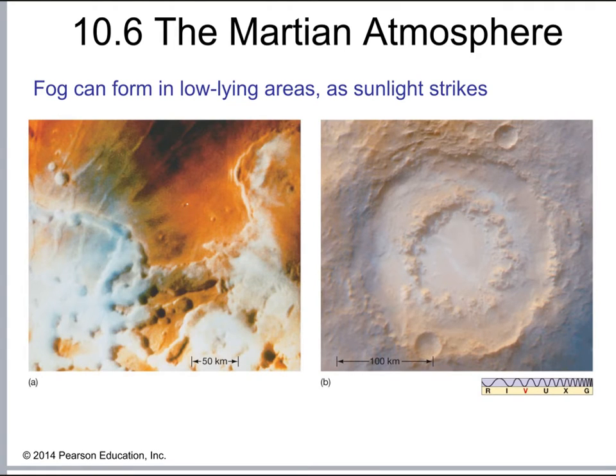But as different as Mars is from the Earth, there are similarities. So Mars, as I mentioned earlier, does have windstorms and sandstorms, just like you see on the deserts of Earth. Mars has fog that can exist, and so here's an image showing that.